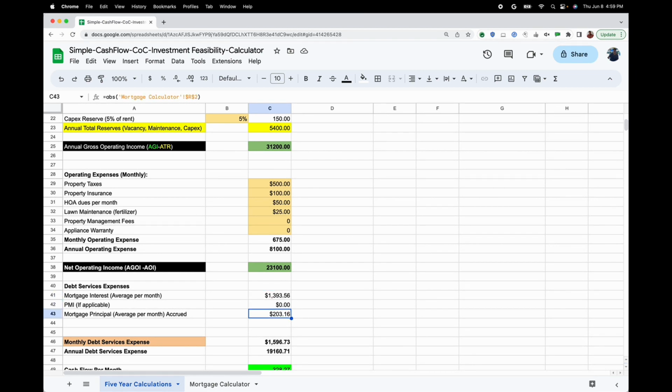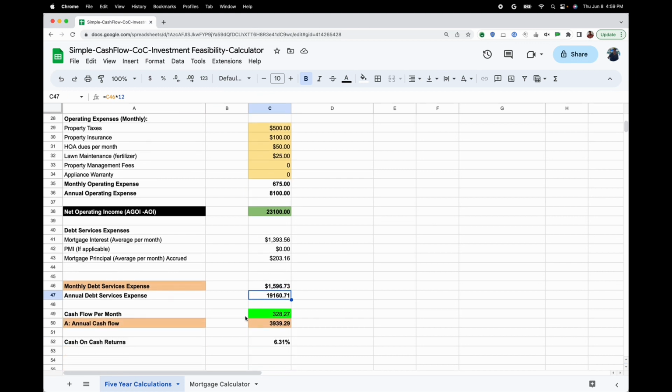And PMI, if applicable, you would put this amount here. Normally PMI comes into play if you're putting less than 20% down payment. Most investment properties you will not have that benefit, so most of the time your PMI is going to be 0. Okay. So your monthly debt service expense is $1,596.73. Your annual debt service expense is $19,160. And then it will tell you your cash flow per month is $328, which is basically taking your net operating income and deducting the debt service. So that's your monthly cash flow.